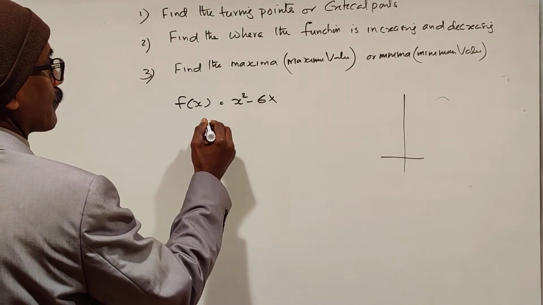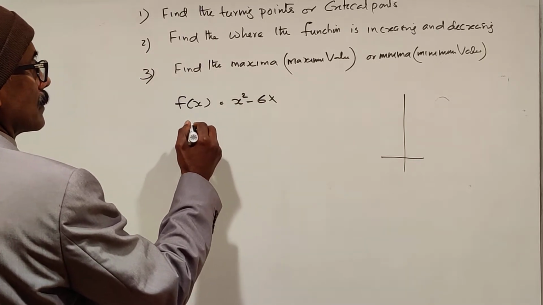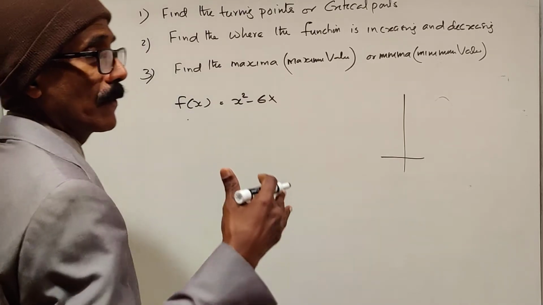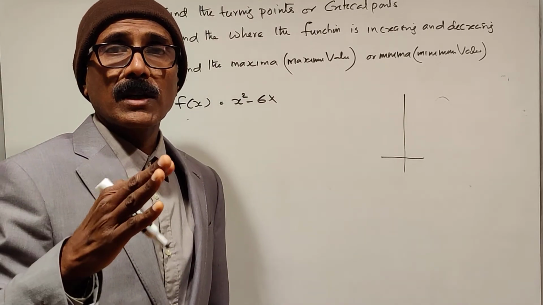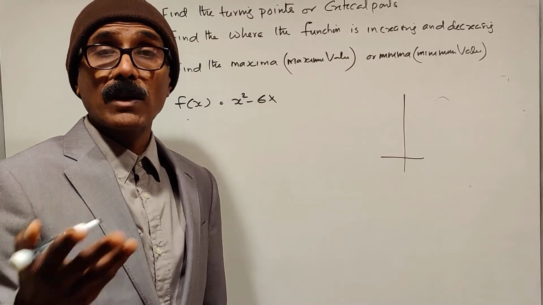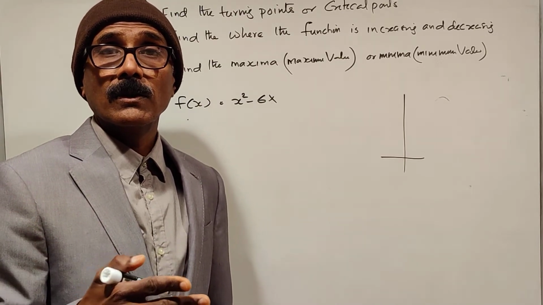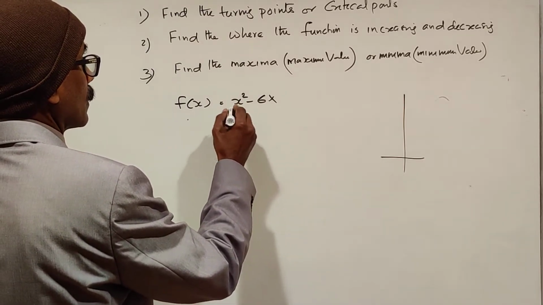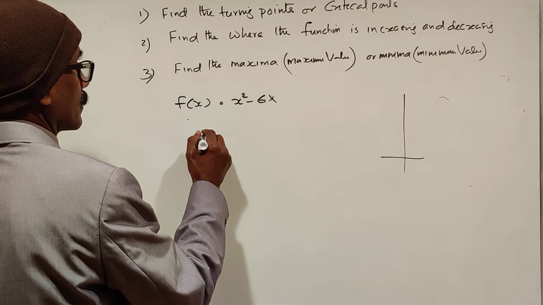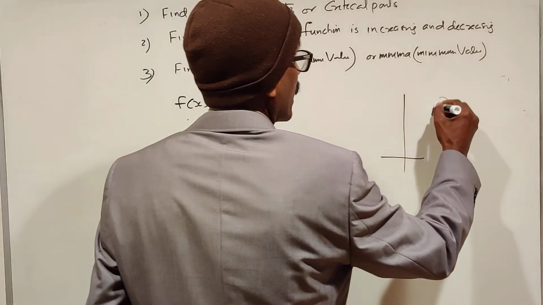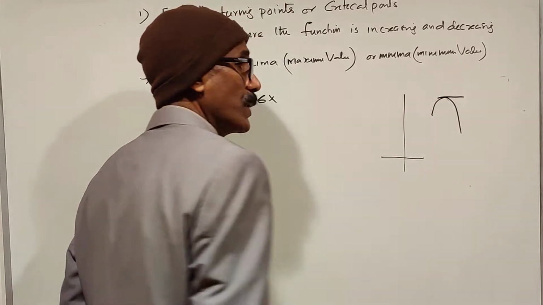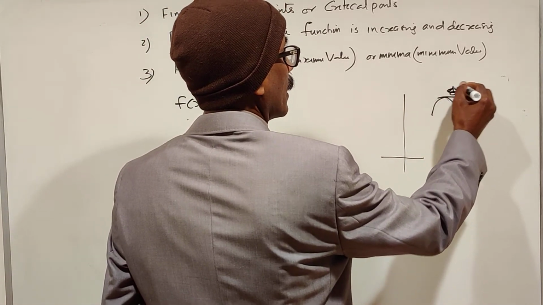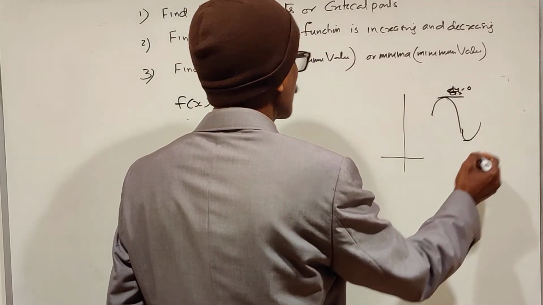First, derivative. Turning point means, what is the derivative? If the derivative of a function is 0, then this is the turning point. At the turning point, dy by dx is 0. That is the formula. Okay, we learned that yesterday. At the turning points, dy by dx is equal to 0.